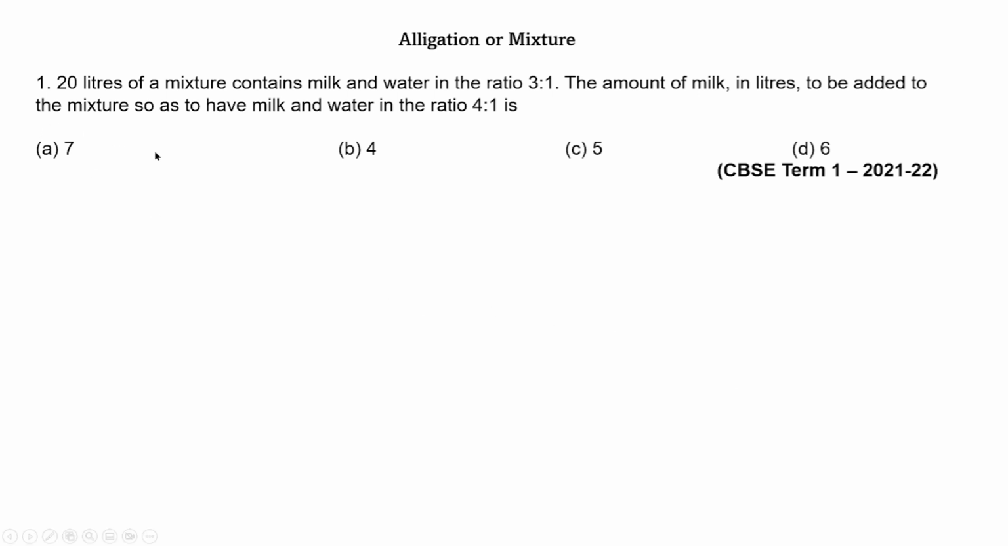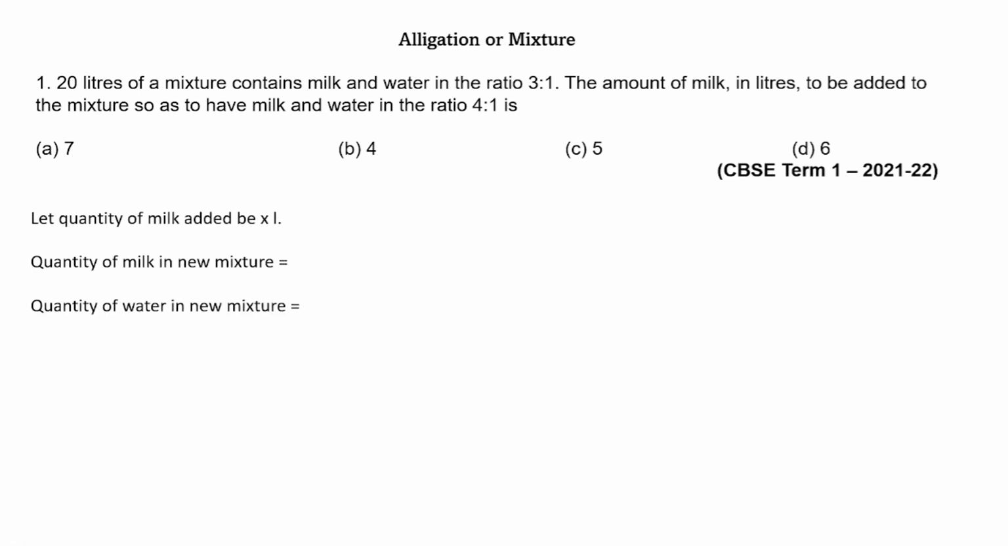Now this question was given in last year's term 1 board question paper. 20 liters of a mixture contains milk and water in the ratio 3:1. The amount of milk in liters to be added to the mixture so as to have milk and water in the ratio 4:1 is. So here we have 20 liters of a mixture which contains milk and water in the ratio 3:1. We have to find the amount of milk that we have to add to this mixture so that the ratio of milk and water becomes 4:1.